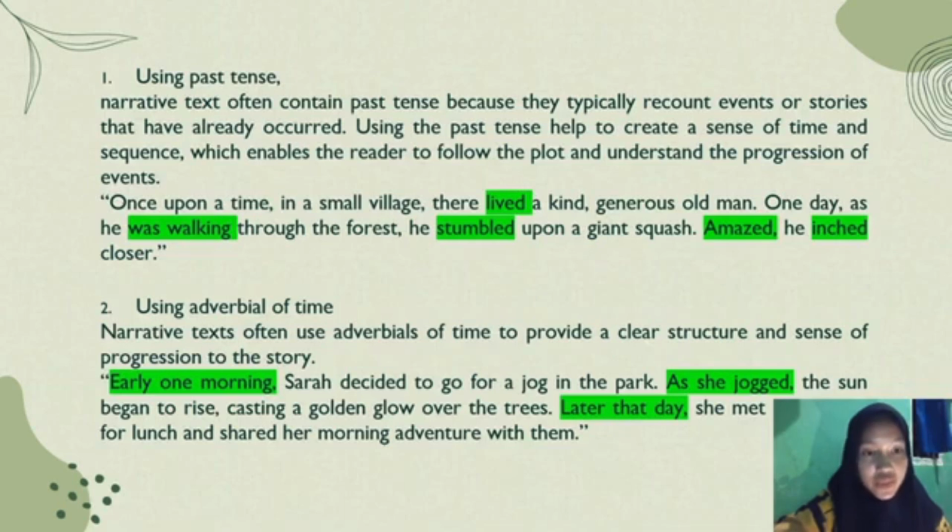Number two is using adverbial of time. Narrative texts often use adverbial of time to provide a clear structure and sense of progression to the story.